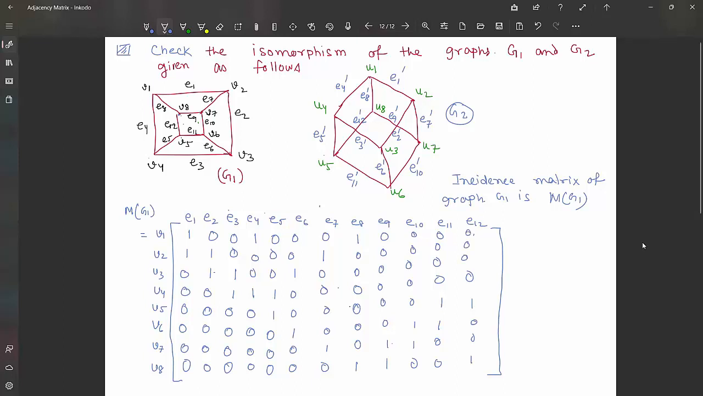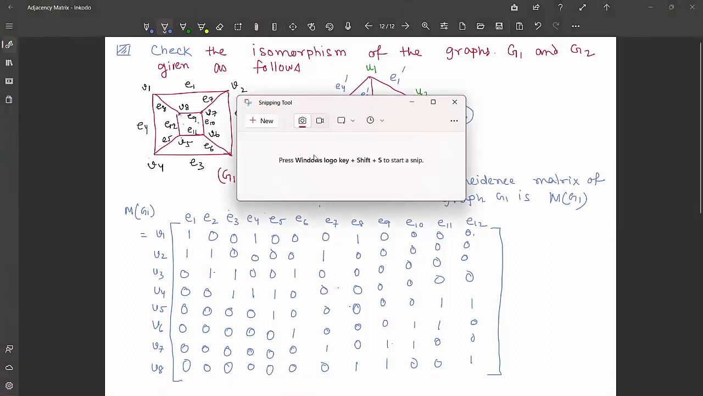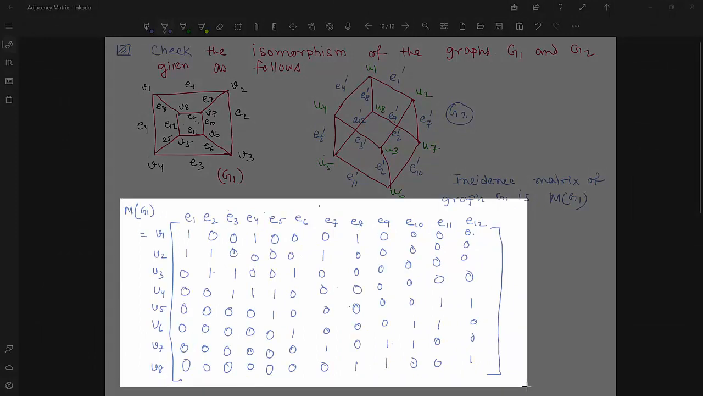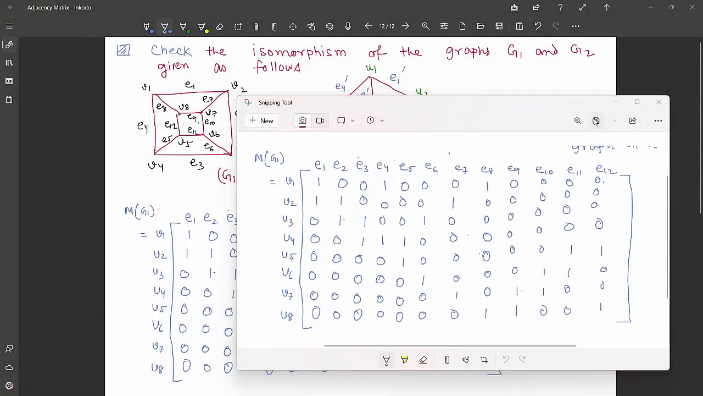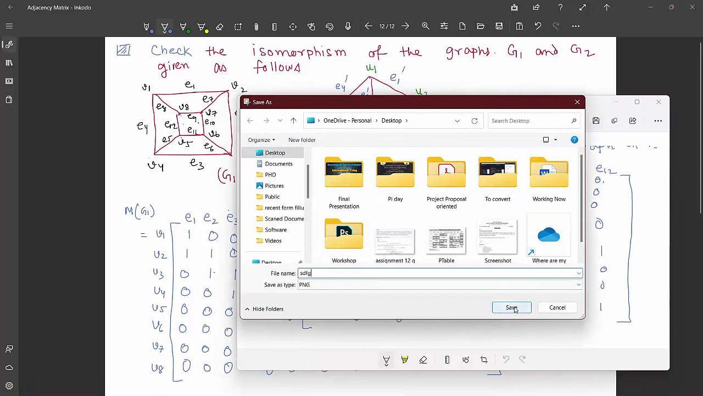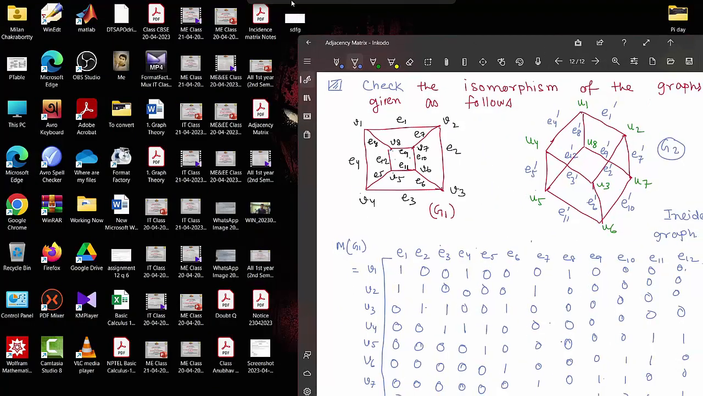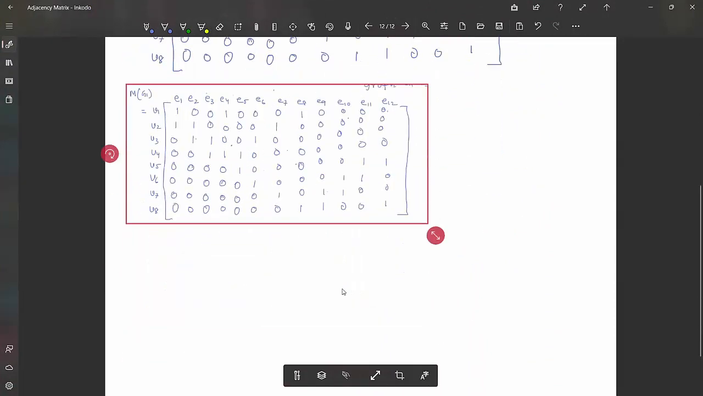Okay. Now similarly, if you change the same matrix, that means just by replacing the U1 and the U1 prime, then you will see that I am taking a snapshot of this figure and we will change it by the values. So just take it and save it with some values, and after that we are taking the same thing here. So the incident matrix for this graph will also be the same.